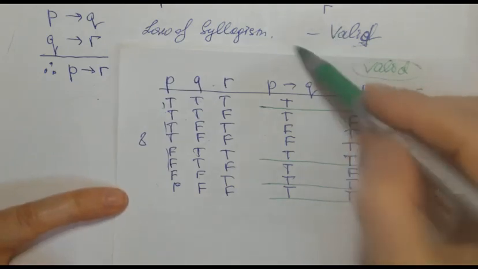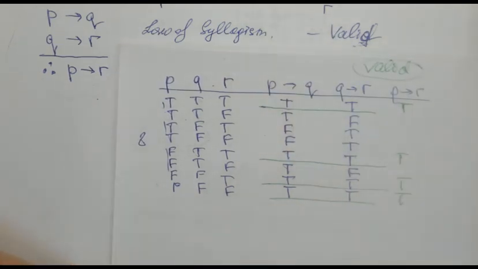So we knew that because it is the law of syllogism. We made this table just for more practice with constructing truth tables for conditionals.